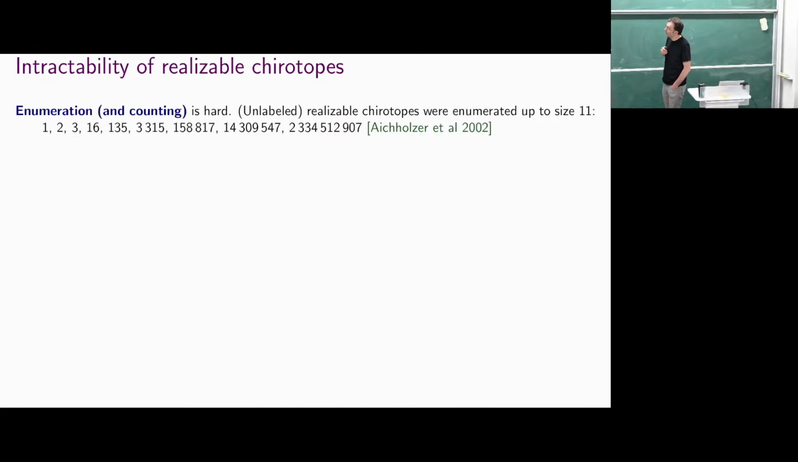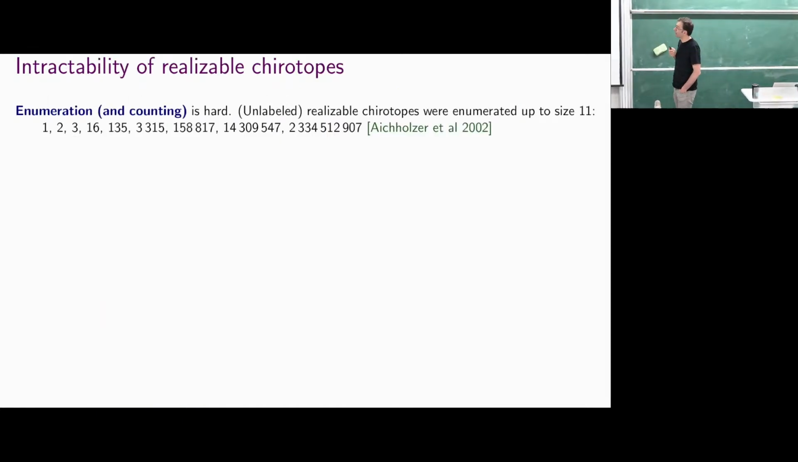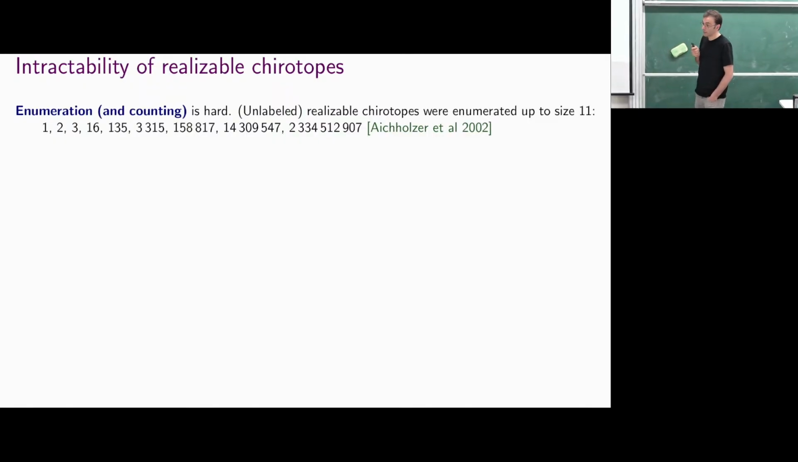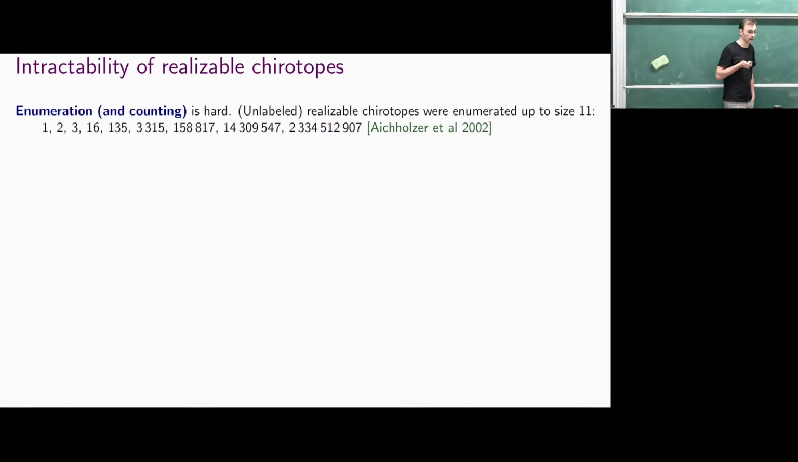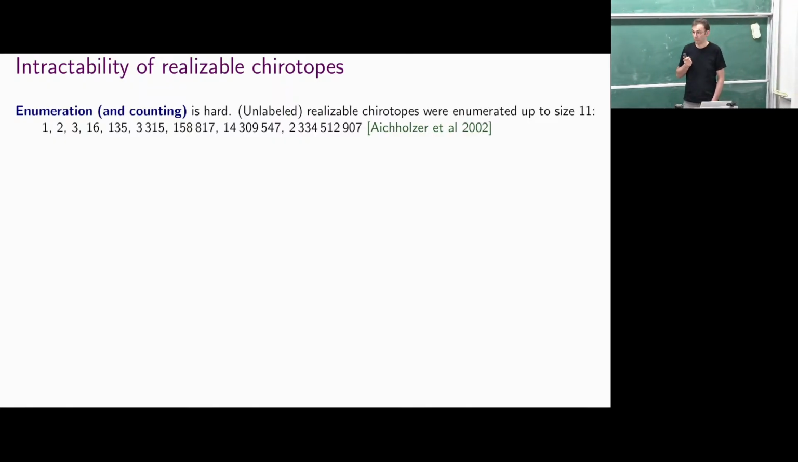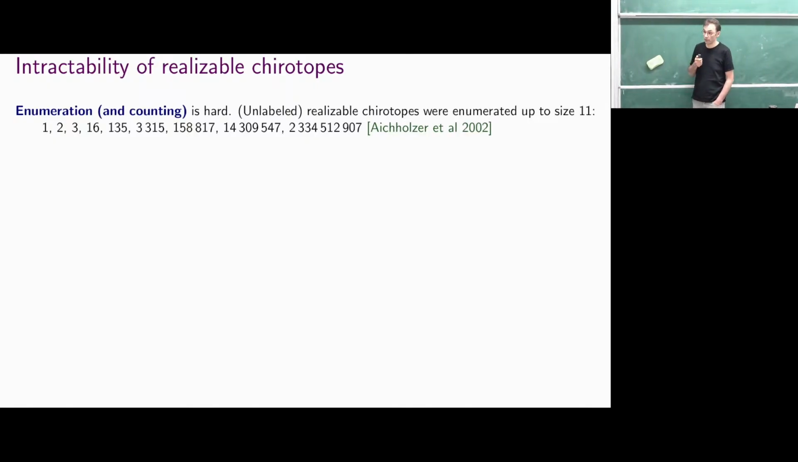So there are three natural questions that turn out to be pretty hard for those structures. The first one is enumeration and even counting. We have an enumeration up to size 11, and that's about it. Nobody knows even how many realizable chirotopes there are of size 12. So we don't know how to count them. We don't have a general formula, but we don't even have the exact count for reasonable size.